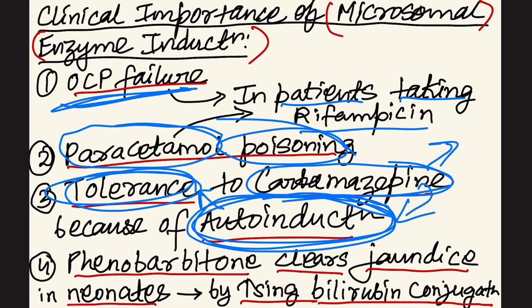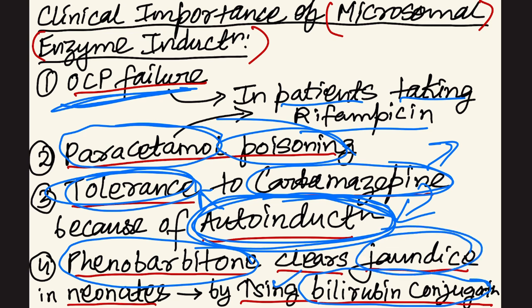Next, we can also use this phenomenon for treating neonatal jaundice. As we know, in case of neonates, the conjugation of bilirubin occurs comparatively slowly because the enzymes are not that active. So if we give an enzyme inducer like phenobarbital, which induces the enzyme responsible for conjugation of bilirubin, it will increase the conjugation of bilirubin, and as a result the jaundice will get cleared in the neonate. So basically we are using a microsomal enzyme inducer for the treatment of neonatal jaundice, where the bilirubin can be easily conjugated.